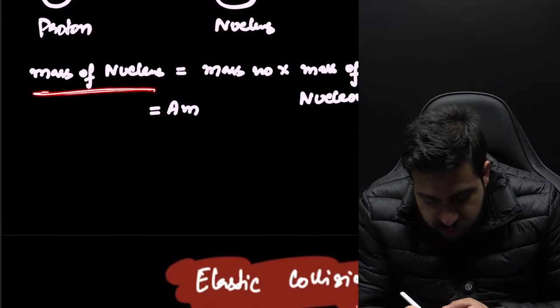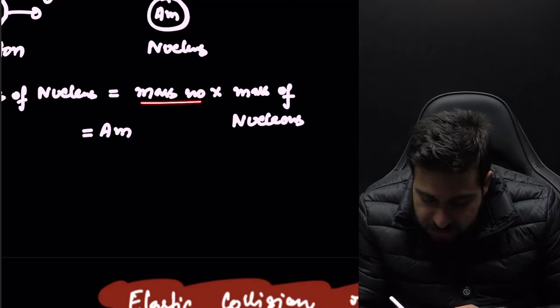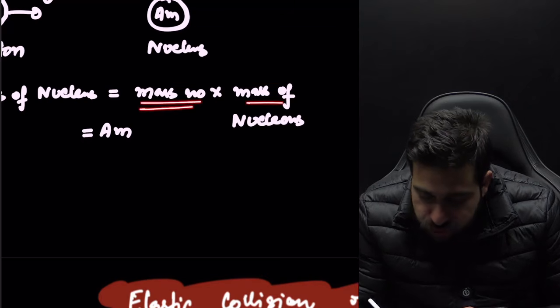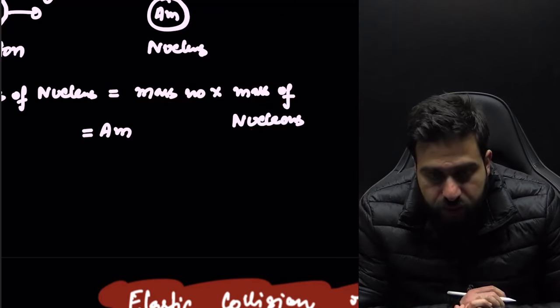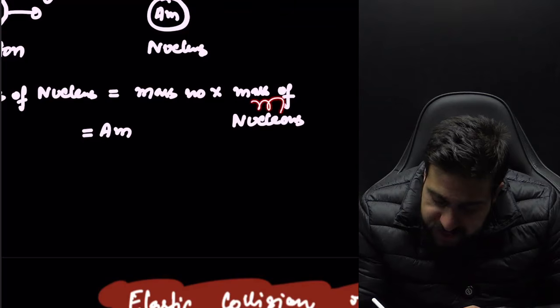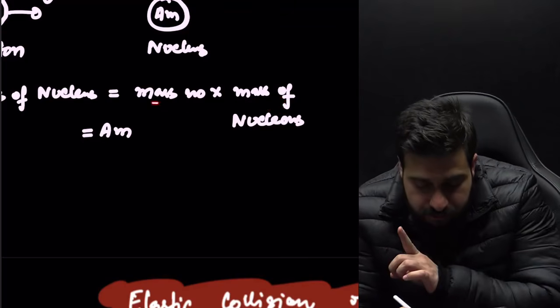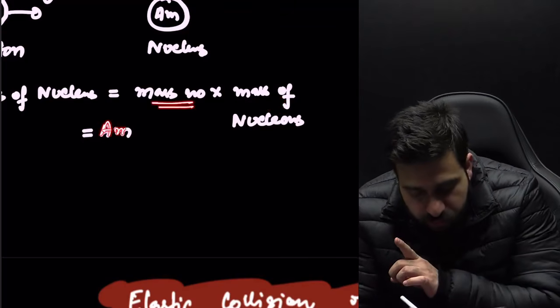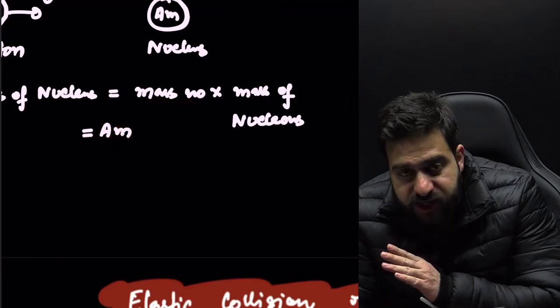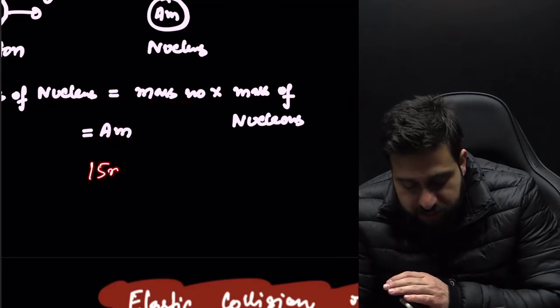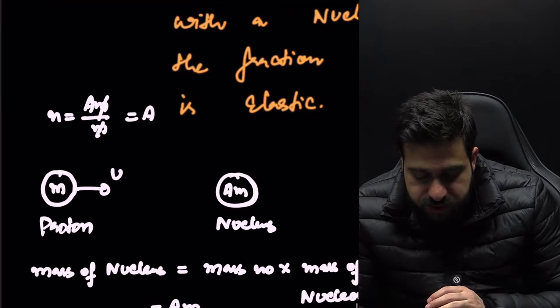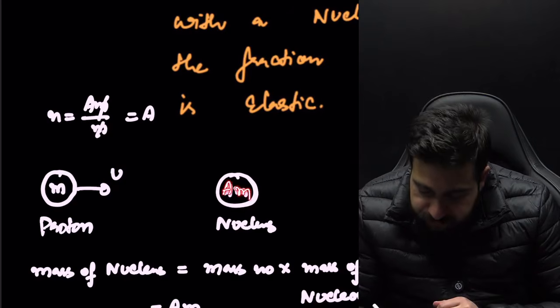How do we find the mass of nucleus? Mass of nucleus is mass number multiplied by mass of nucleons. So mass of nucleon means M. Mass of one nucleon is M. Mass number is A. So A into M we write. If let's suppose nucleus has 15 mass number, so 15 M is the total mass of the nucleus. So this is A into M.